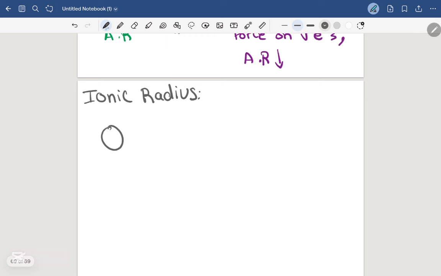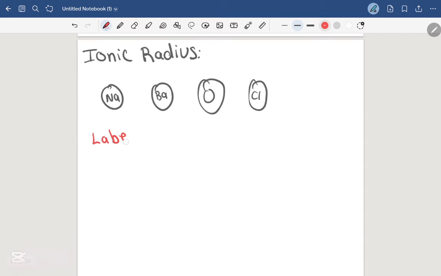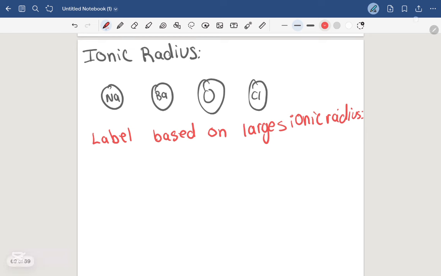What do we need to know? We know that we have some atoms. Let's say we have Na, Ba, O, and Cl. And they told us to label based on the largest ionic radius. Perfect. So label based on the largest ionic radius.